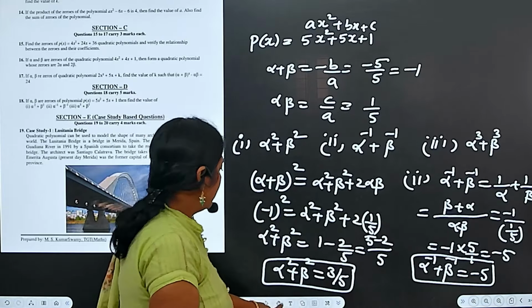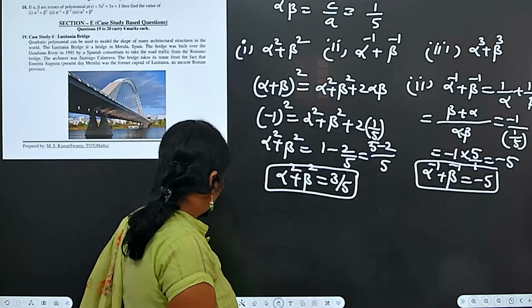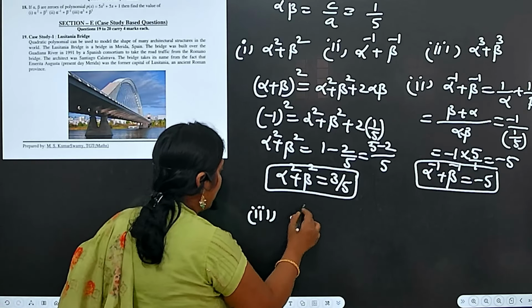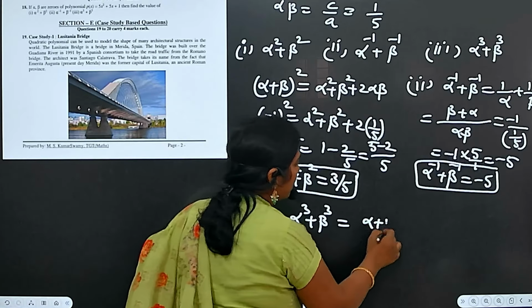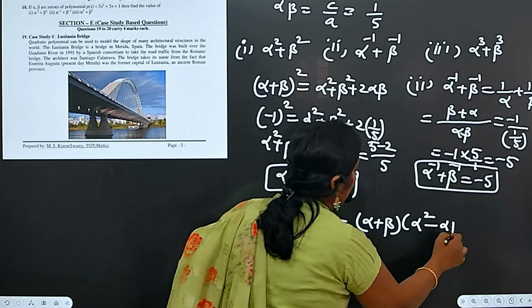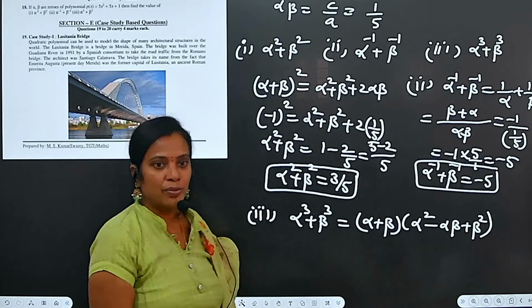Next, alpha cube plus beta cube equals alpha plus beta into alpha square minus alpha beta plus beta square. This is the formula of a cube plus b cube.